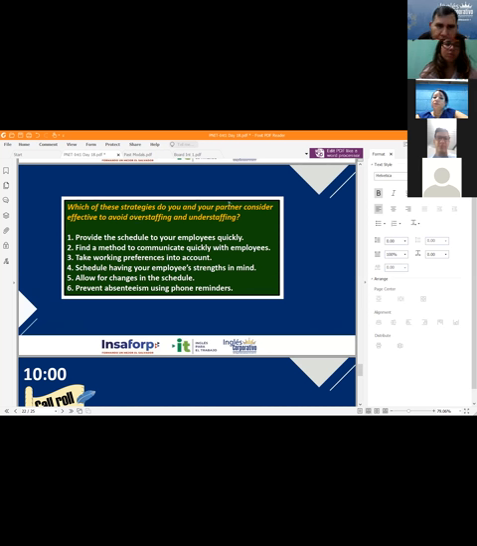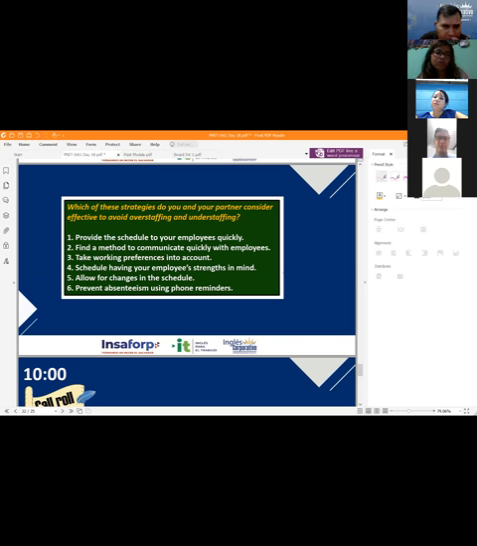Which of these strategies do you and your partner consider effective to avoid overstaffing and understaffing? Okay, let's read them. Provide a schedule to your employees quickly. Find a method to communicate quickly with employees. Take working preferences into account. Schedule having your employees' strength in mind. Allow for changes in the schedule. Prevent absenteeism using phone reminders. Okay. Let's see. The last one is obvious.